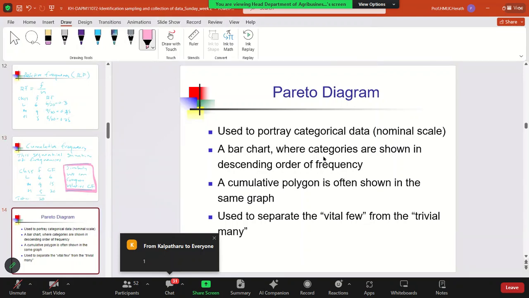The Pareto diagrams are used to, right? So they are used to display or summarize categorical data, which are in nominal and ordinal scale. So mostly the nominal scale data. So this is a bar chart where categories are shown in descending order of frequency.